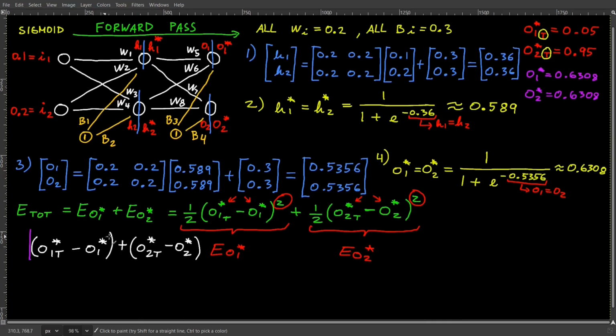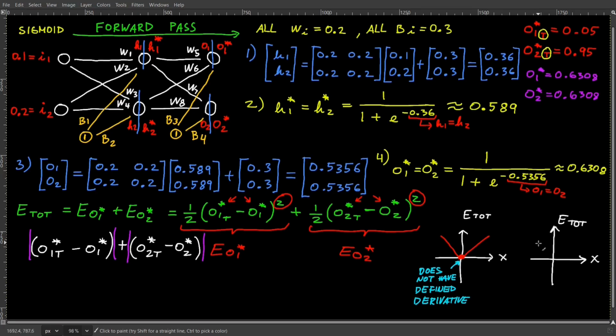Of course, I could have also used the absolute values, but the problem would be that it's not differentiable everywhere. This would be your absolute value function, but the point where the function suddenly changes does not have a defined derivative. On the other hand, a squared function does not have that problem. It's differentiable everywhere. And since we're going to have to differentiate the error function with respect to the weights and biases, it's better to choose a squared function for the error.